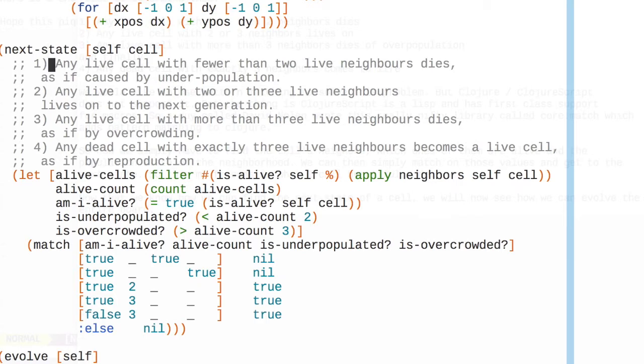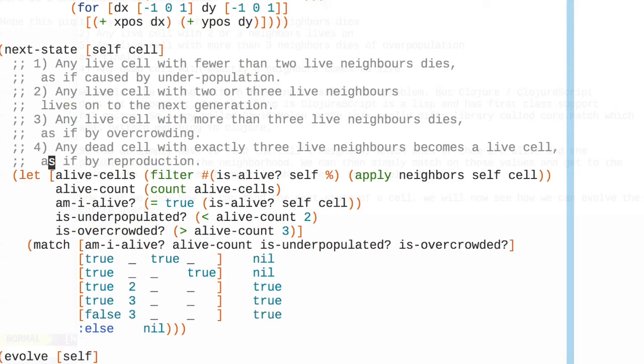The first being any live cell with less than two neighbors dies. Any live cell with two or three neighbors lives on. Any live cell with more than three neighbors dies because of overpopulation. And finally, any dead cell with exactly three neighbors comes to life. The rules are quite simple, right?